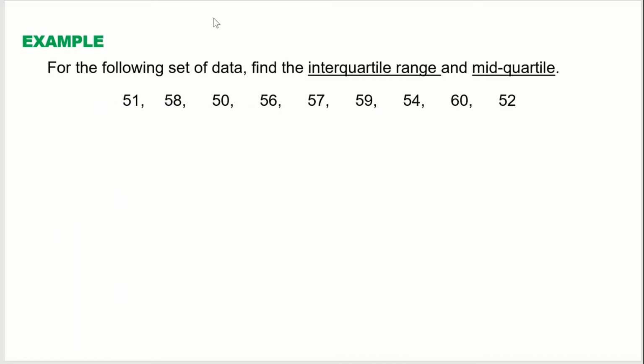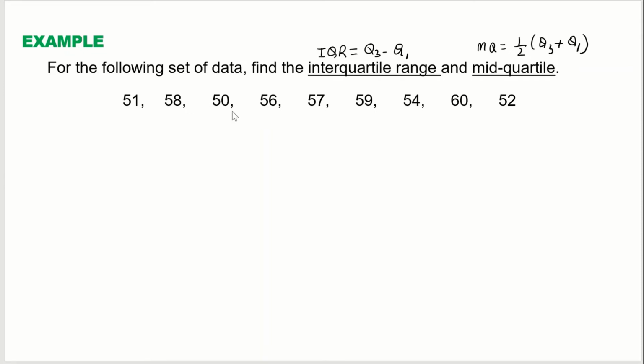Second example: for the following set of data, we are asked to find the interquartile range, sometimes referred to as IQR, and the mid-quartile. The interquartile range is the difference between the third quartile and the first quartile. The mid-quartile is the average of the third quartile and the first quartile. So you can clearly see, in order to calculate the interquartile range or mid-quartile, you need Q1 and Q3. So first we are going to find Q1 and Q3.